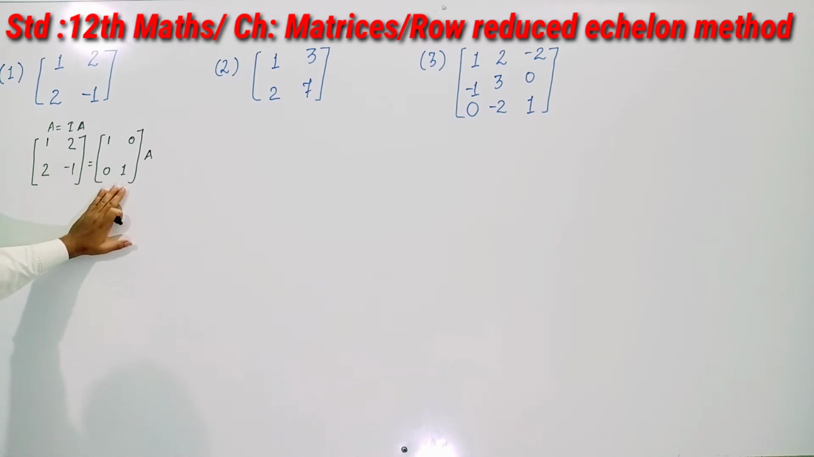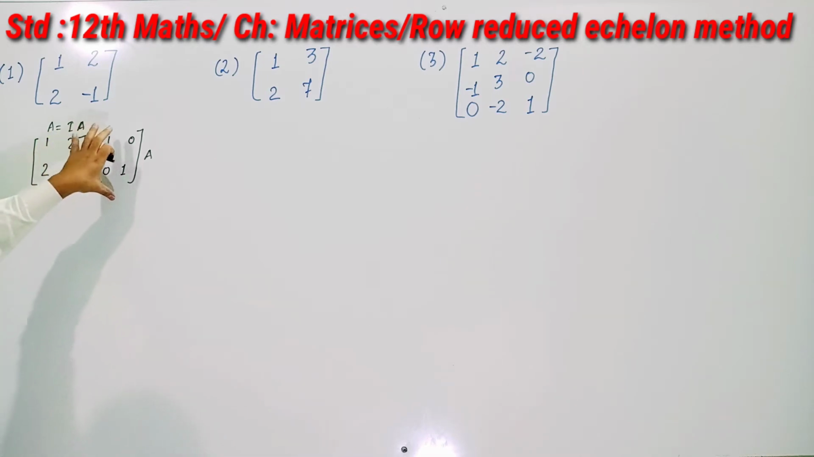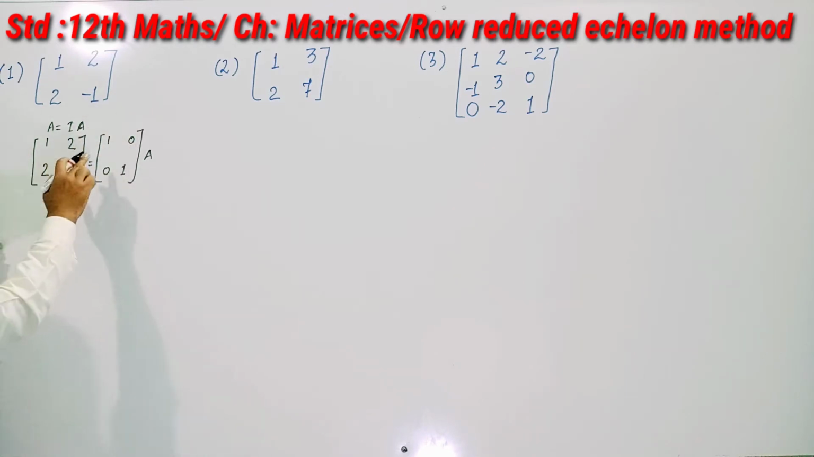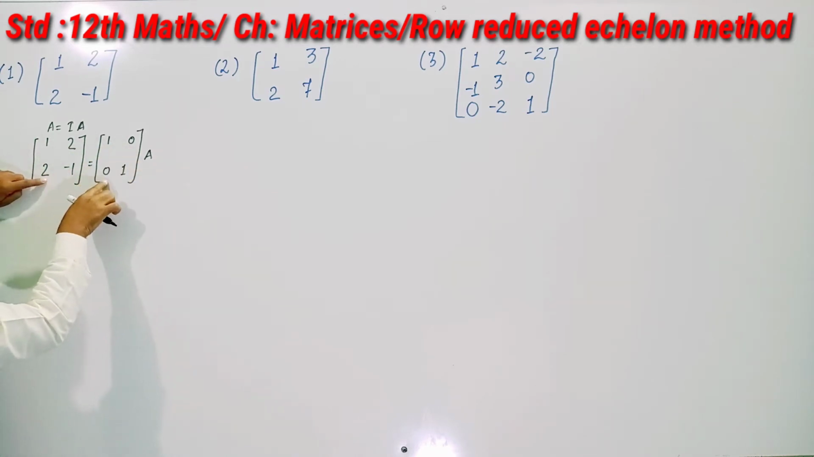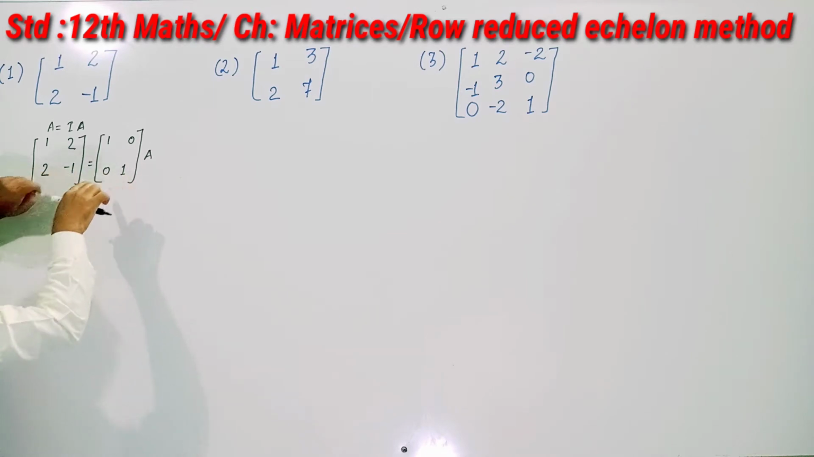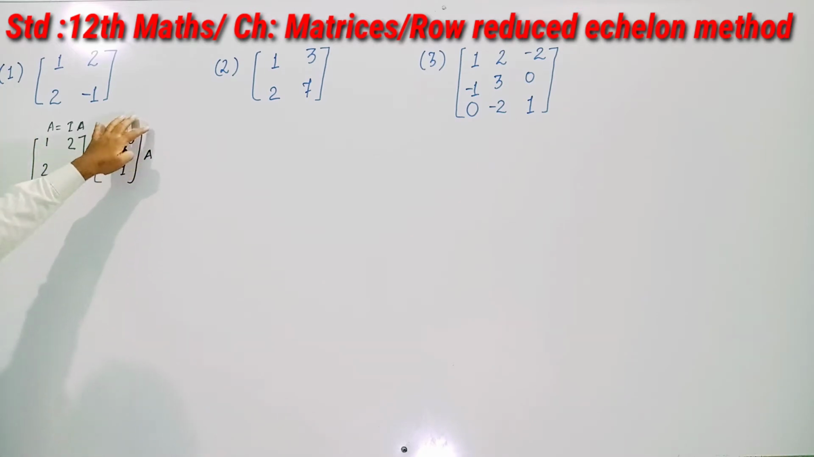Your target is what? This matrix A should be replaced by the identity matrix. Understood students? Means in place of 1 there should be 1, in place of 2 there should be 0, in place of 2 there should be 0, and in place of minus 1 we should get 1. So our target is to find the identity matrix over here, and the resulting matrix which we get over here will be A inverse. That will be A inverse.